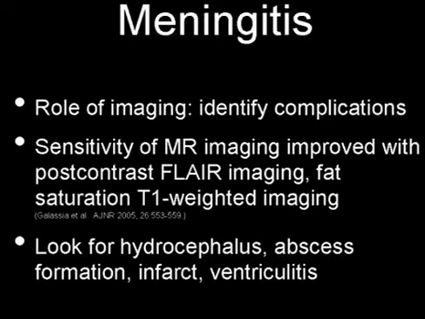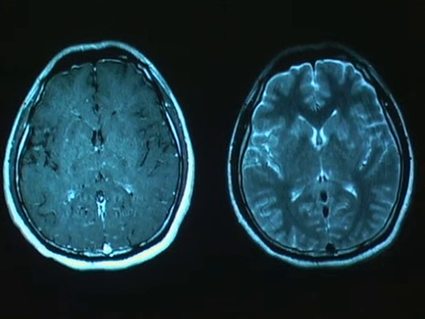Right. So the main thing is going to be looking for the hydrocephalus, the abscess formation, the infarcts, the cerebritis, mass effect, and ventriculitis associated with these lesions. So let's take a look at some examples. Here's an example of a patient who had CSF documented meningitis.